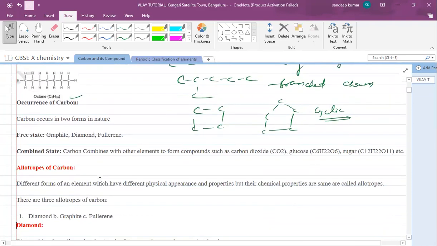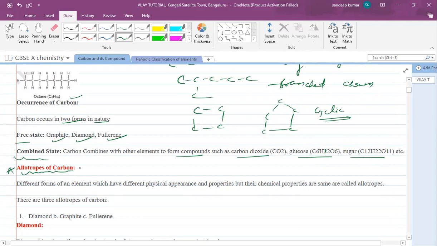When we talk about the occurrence of carbon, carbon occurs in two forms in nature: free state, that is graphite, diamond, and fullerenes. In the combined state, carbon combines with other elements to form compounds such as carbon dioxide, glucose, C6H12O6, sucrose, sugar, C12H22O11, etc.